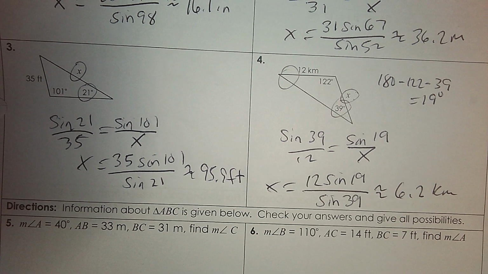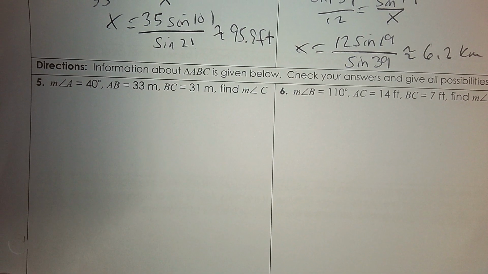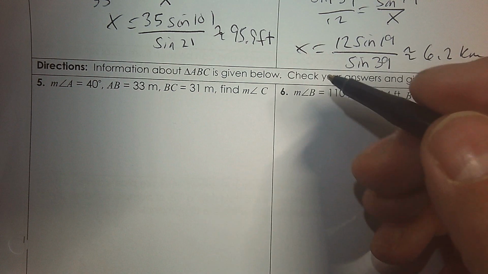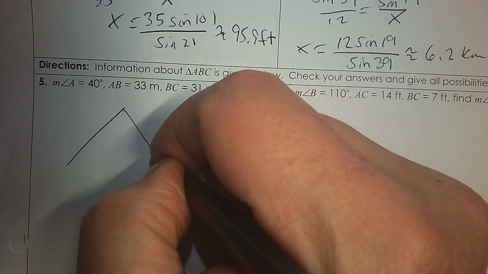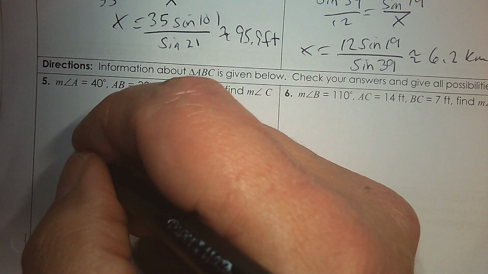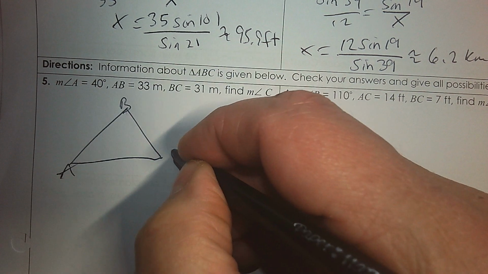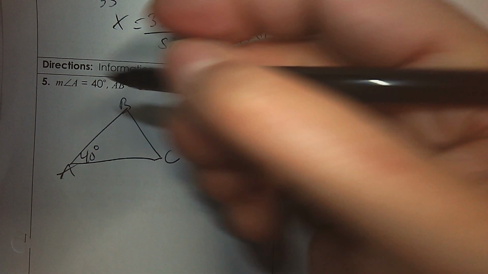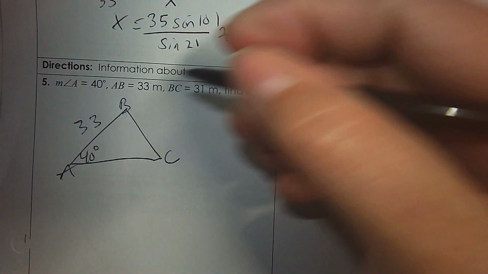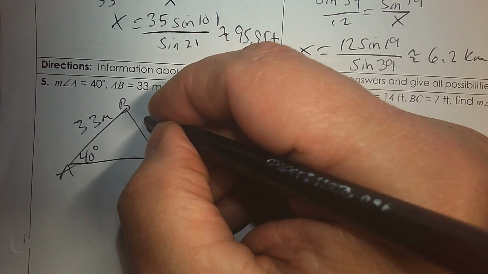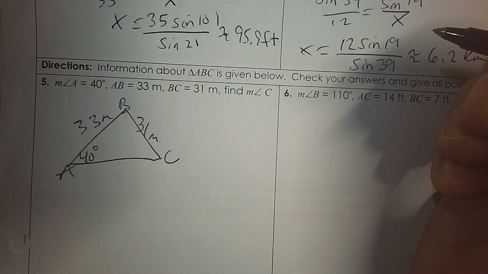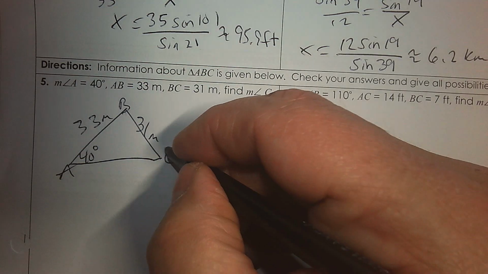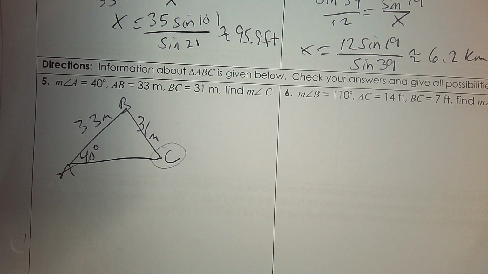Number 5. So you're given information about a triangle ABC. So I'm going to draw a triangle ABC. And what do we know? Angle A is 40. We know A to B is 33 meters. We know B to C is 31 meters. And we know angle C is what we're looking for. So draw a triangle and label it. Recognize what you are given that can help you here.